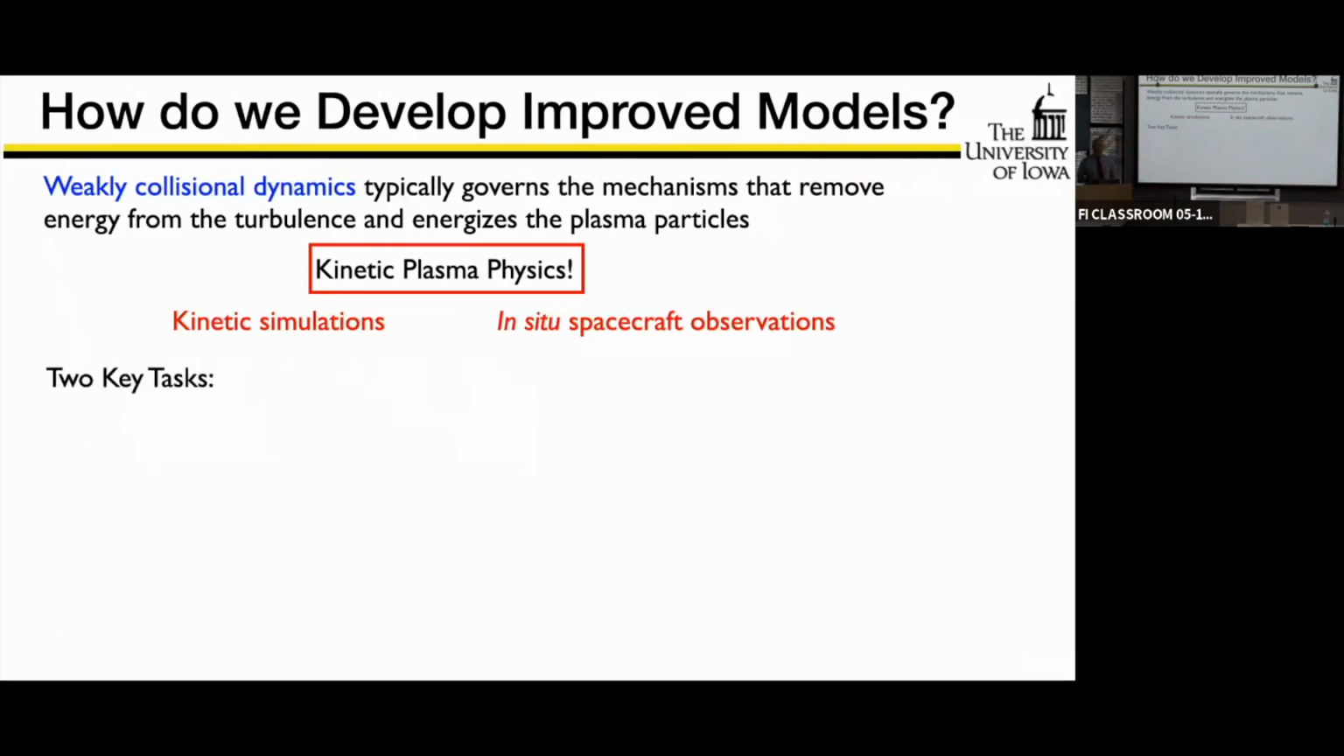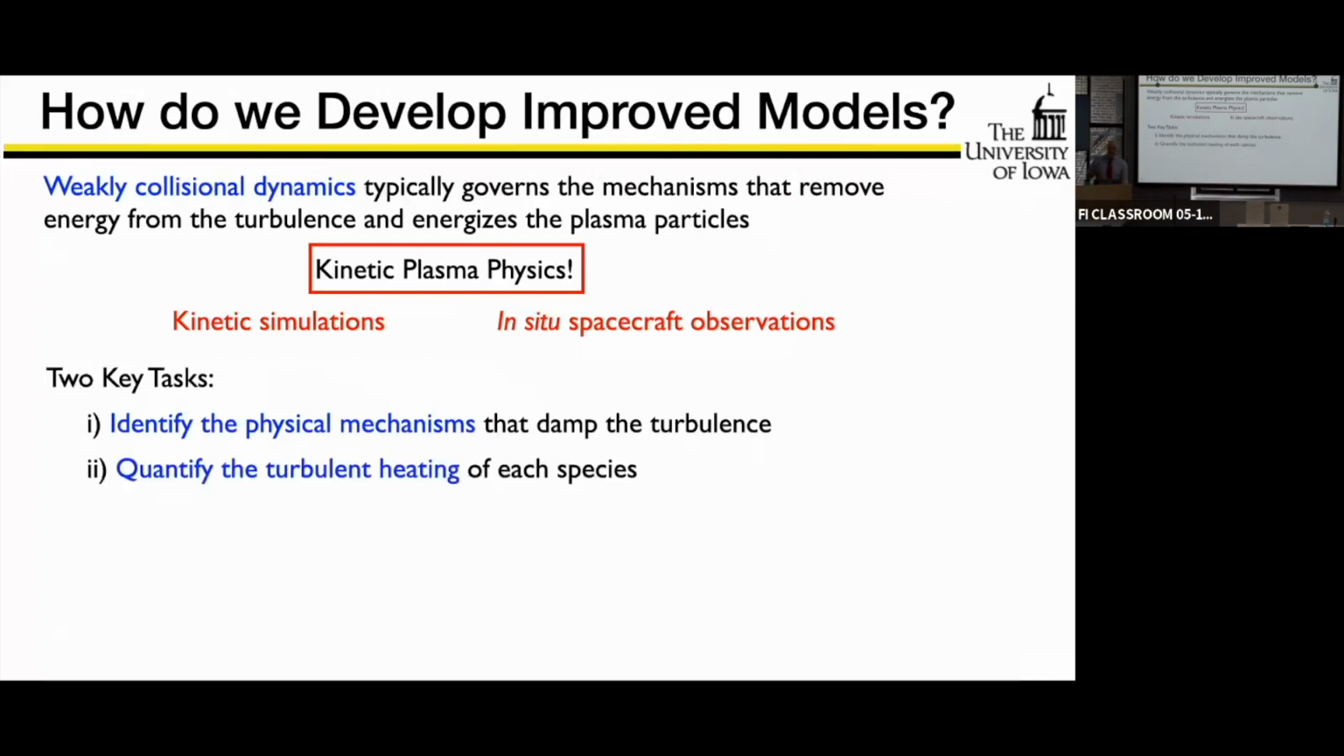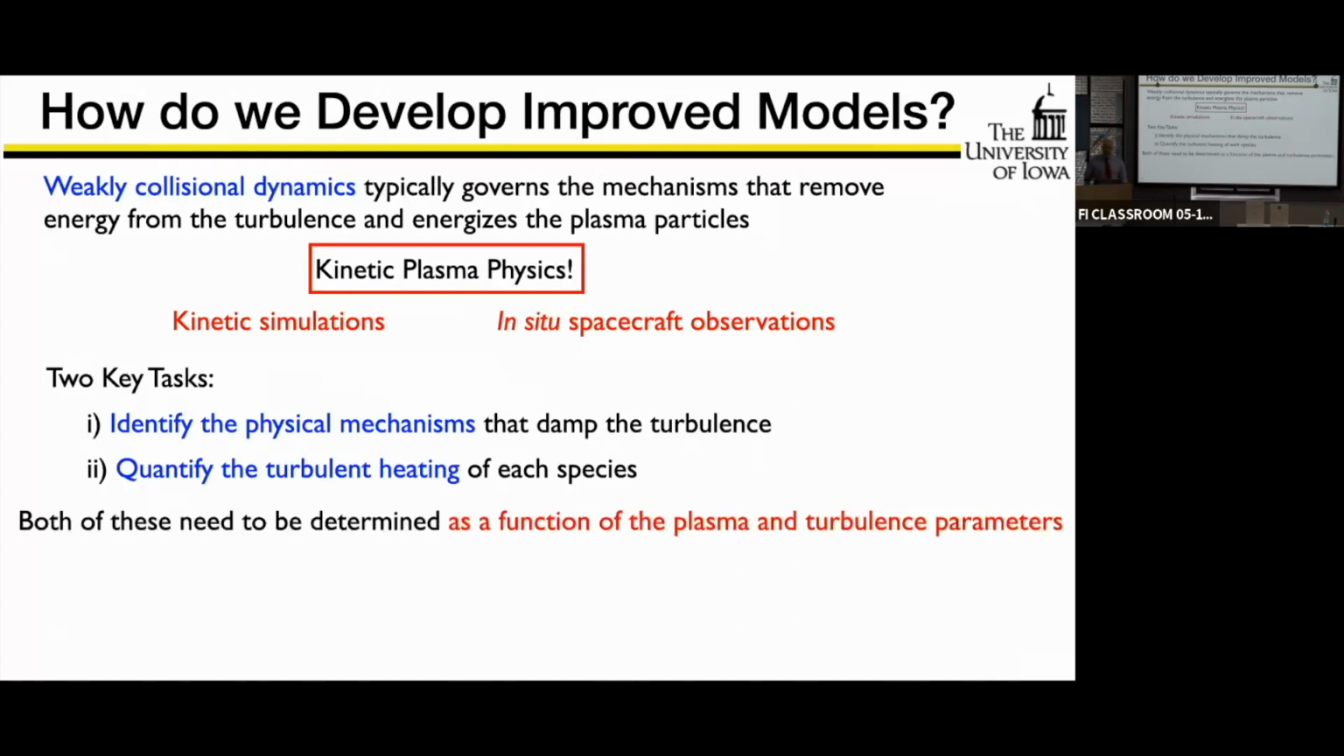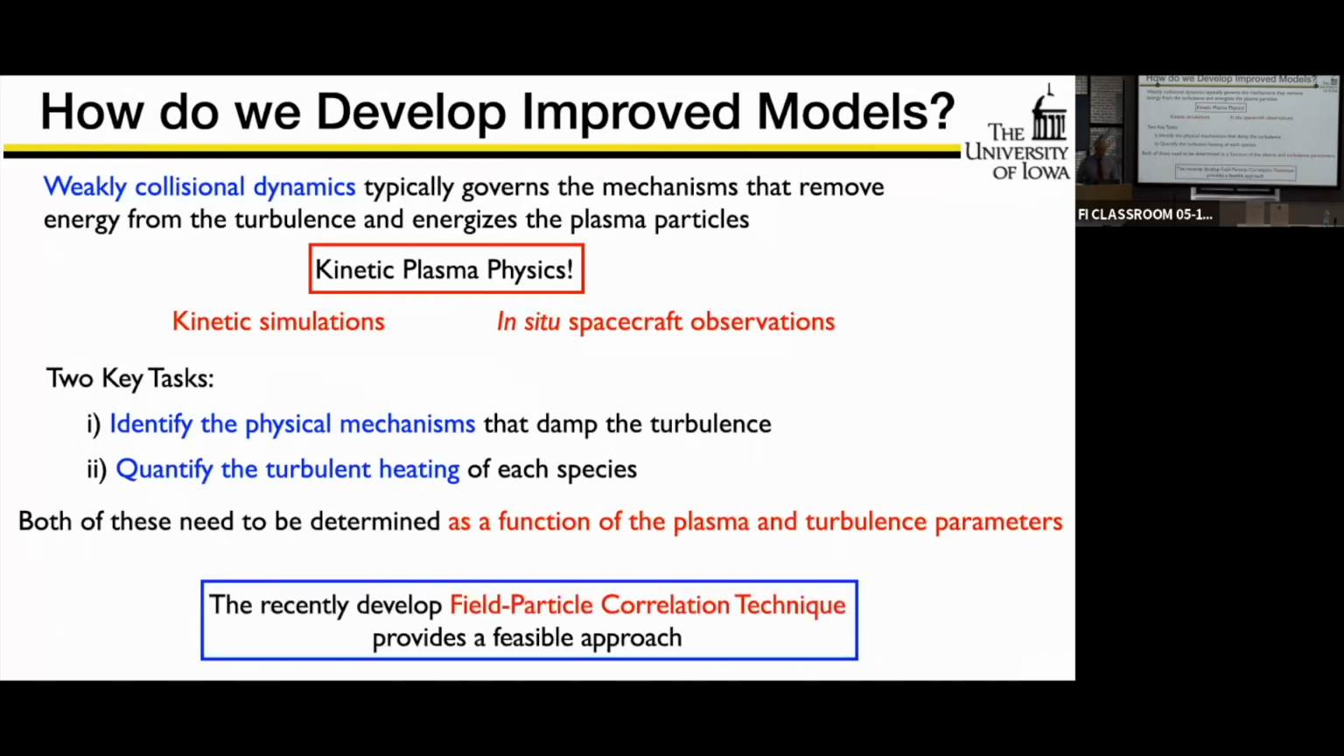So there are two key tasks we have to do. Number one, we have to identify the physical mechanisms that damp the turbulence. And number two, we have to quantify the heating of each plasma species by those mechanisms. And we want to do both of these as a function of those plasma and turbulence parameters that I went through before. So the recently developed field-particle correlation technique, which my group developed about 7 years ago, provides a feasible way to actually accomplish this.